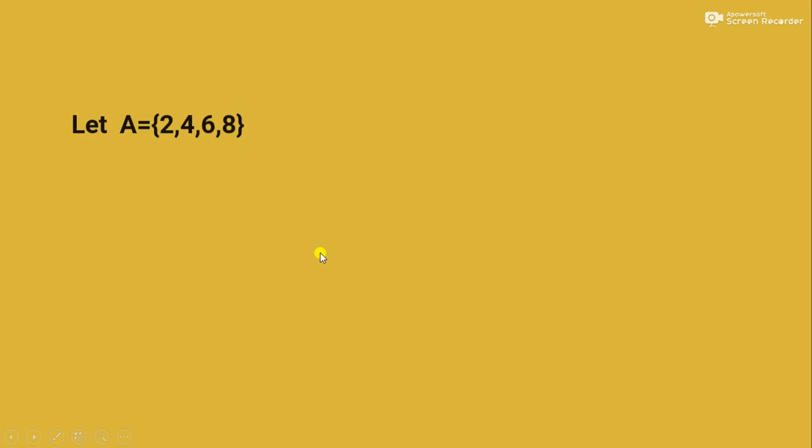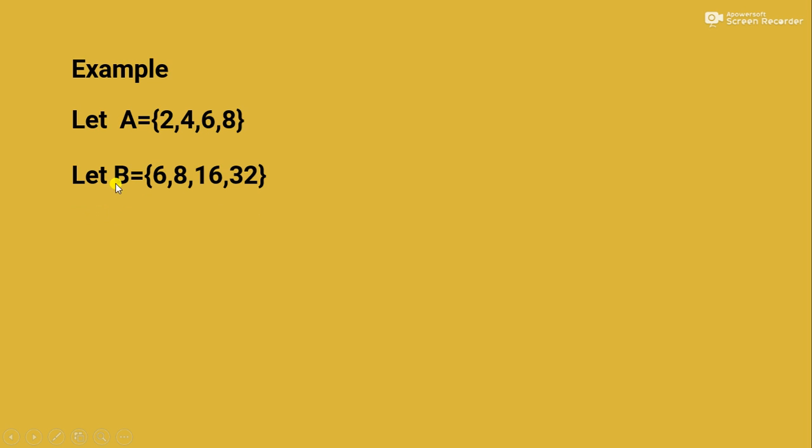I'm going to give you an example. Suppose A is a set which has 2, 4, 6 and 8, and we have another set B which has 6, 8, 16, 32. Now we need to find the total number of elements in A union B. We can find it using this formula.